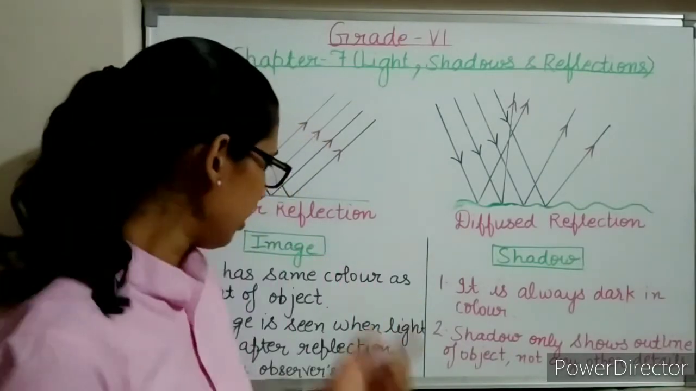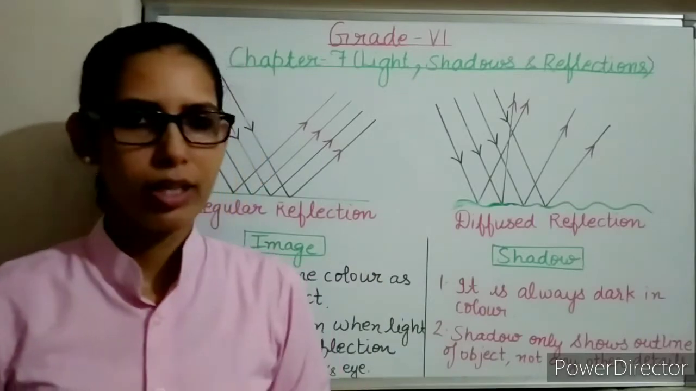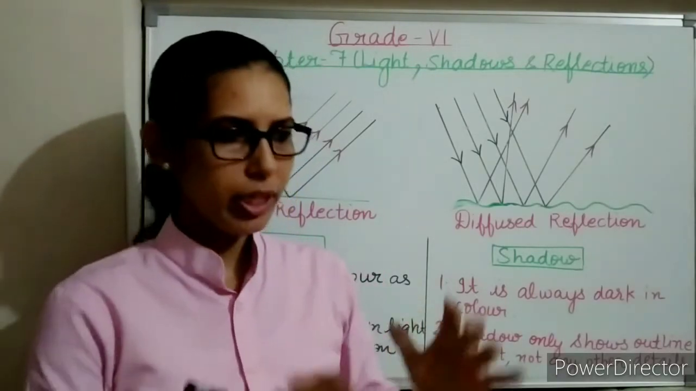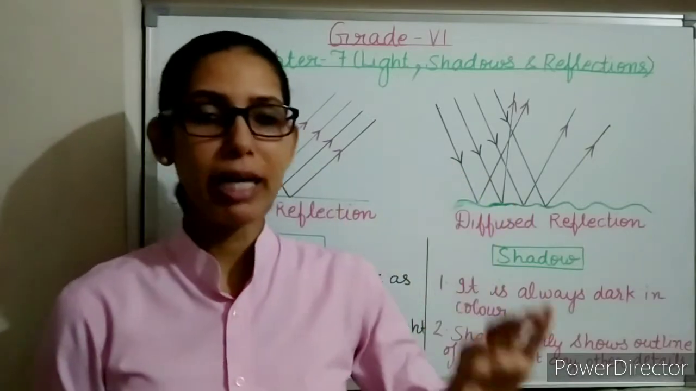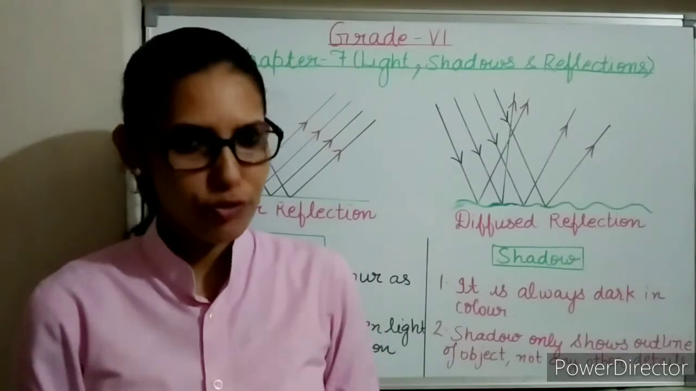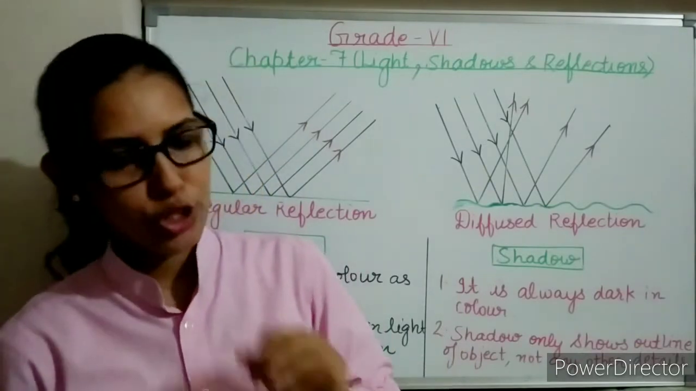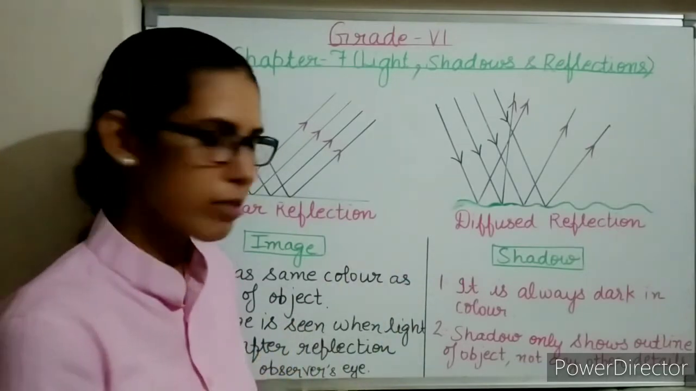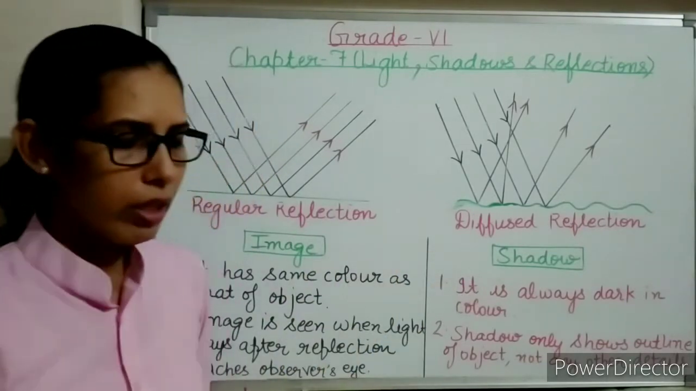Now coming back to the shadow. We studied that a shadow is a dark region. It is formed when any opaque object is placed in the path of the light and it blocks the path of light. So this dark region is formed. So that dark region is the shadow. If we compare the image and shadow, what are the differences between the image and shadow?